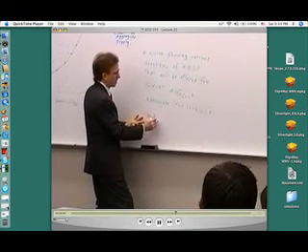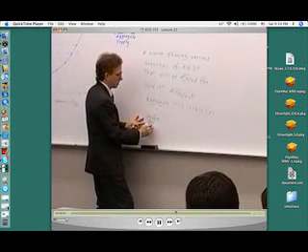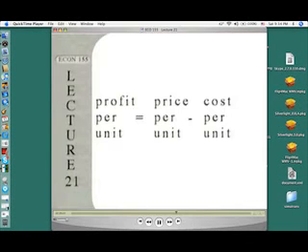Profit per unit equals price per unit minus cost per unit. Let's talk about this, and then we'll understand why there's this upward sloping curve. Profit per unit is just the difference between what price you charge and what your cost is on a per unit basis.